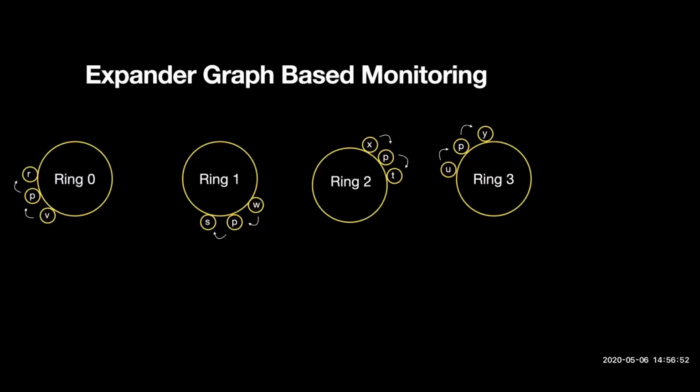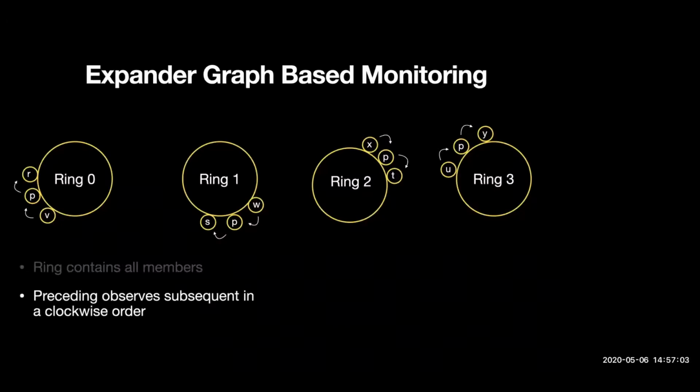The ring contains all the members, and they build this monitoring overlay by following this rule. The preceding node, so for example in ring 0 the preceding node would be V, observes the subsequent node in clockwise order. So V would observe P and P would observe R in ring 0, and the same for all of the other rings.